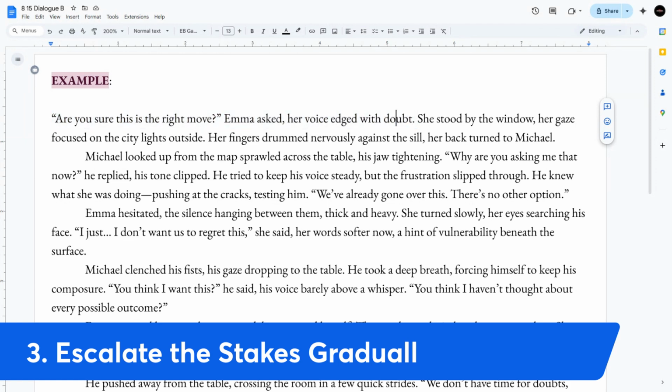Emma, her voice edged with it. She stood by the window, her gaze focused on the outside. All right, real quick.